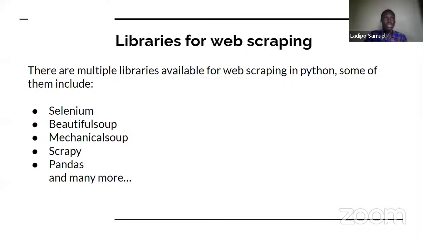Pandas can do a little bit of scripting, but it is mostly used to store the data we get from the website. It is mostly used to store it in any structured format like CSV or Excel or JSON. And we can also use SQL to store it into a database. We have many more libraries for web scraping.